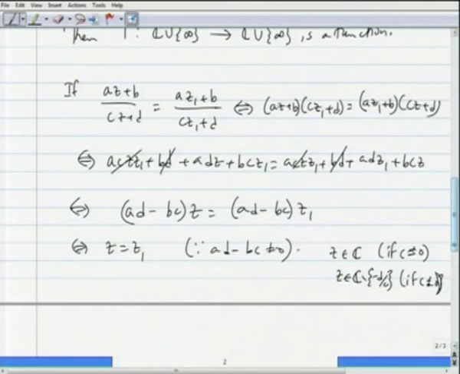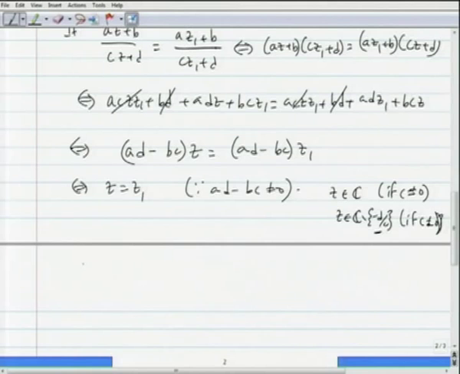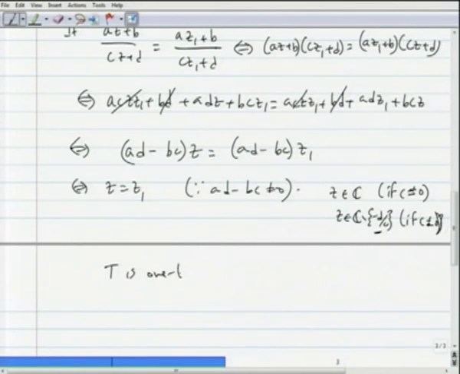If C is equal to 0 for infinity, or if C is not equal to 0 for the case of minus d by C, etcetera, and infinity, we show this property separately. We can show that this holds, the image of T holds. Okay. So, all in all, except for some cases, we have shown that T is 1 to 1. Okay. So, T is 1 to 1.